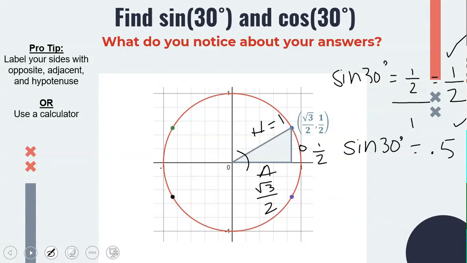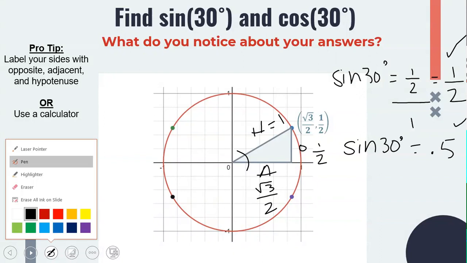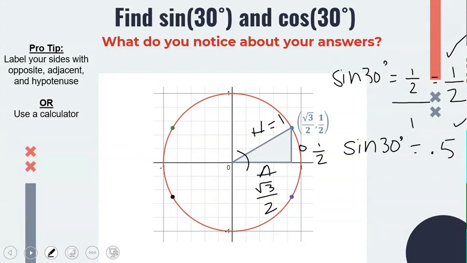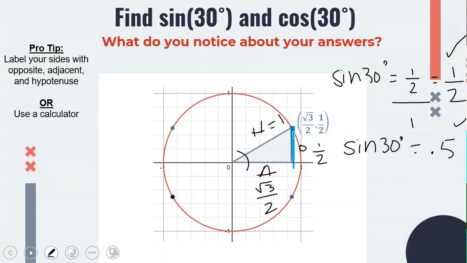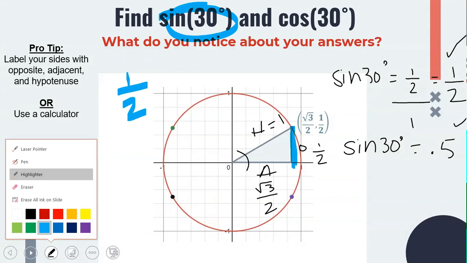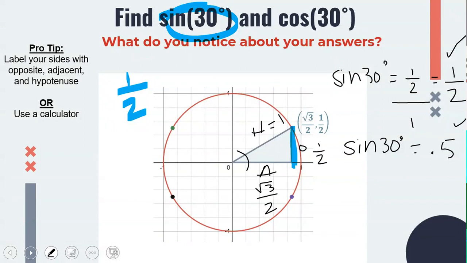it's actually 1/2. And if we check that out, that is this side length, this opposite side, the 1/2. So sine was this side length, 1/2. Now, if we're going to find cosine, we're going to go ahead and calculate cosine.